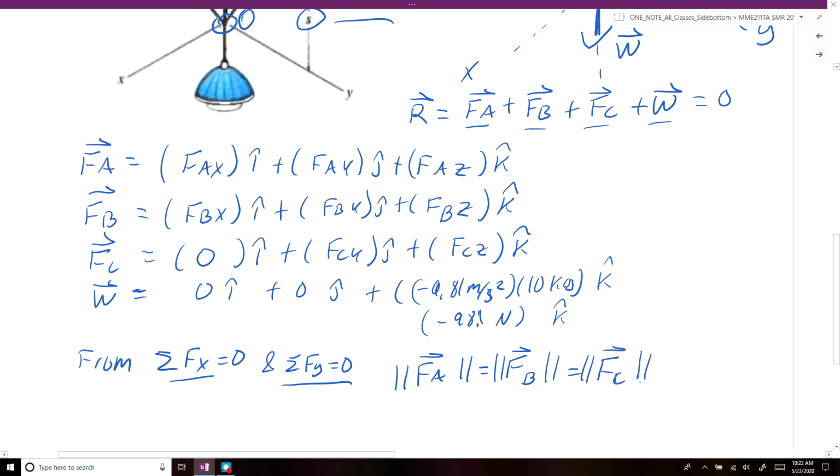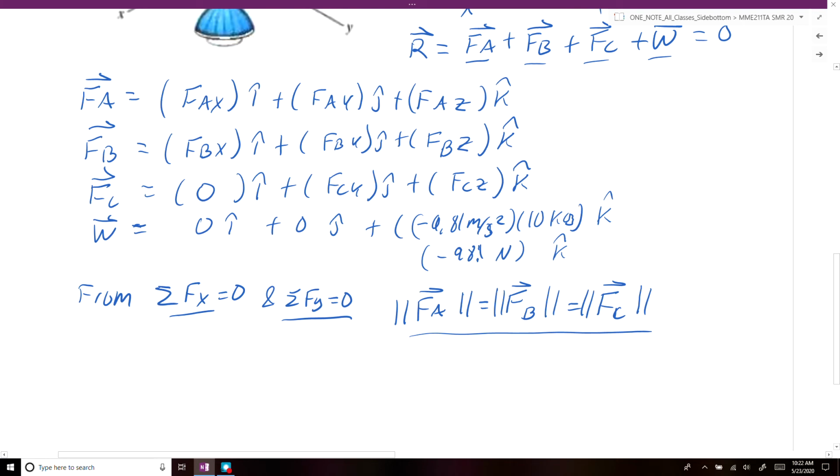All right, so that simplification will make our problem a lot simpler. Because of that, if we sum up all of our forces in the z direction and set that equal to 0, we can say that FAZ is equal to FBZ, which is equal to FCZ.